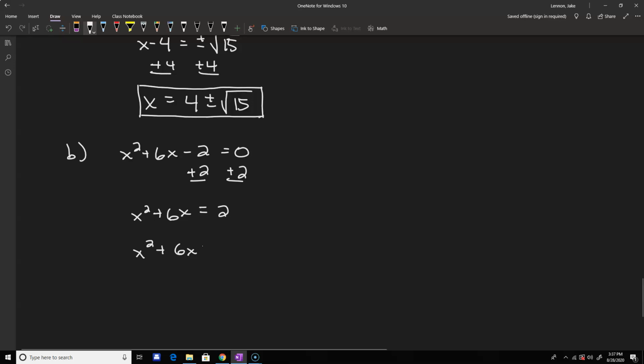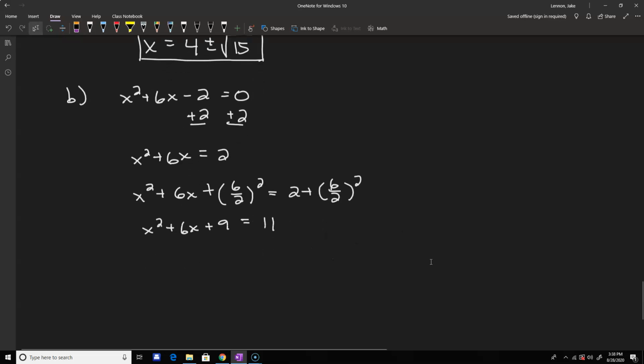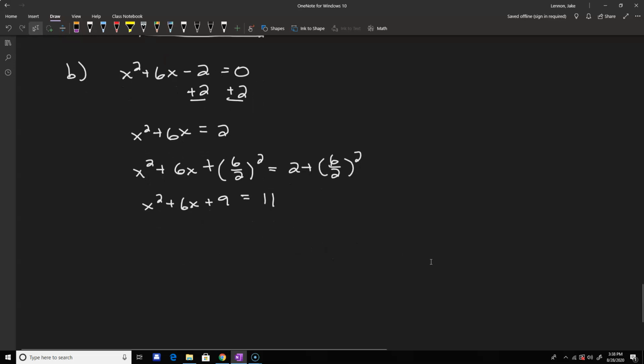So that's what we're doing. So plus 6 over 2 quantity squared. And that will equal 2 plus 6 over 2 quantity squared. So x squared plus 6x plus 9 will equal 2 plus 9, which is 11. And we know that the left-hand side has to factor. So that factors into exactly x plus 3 quantity squared.